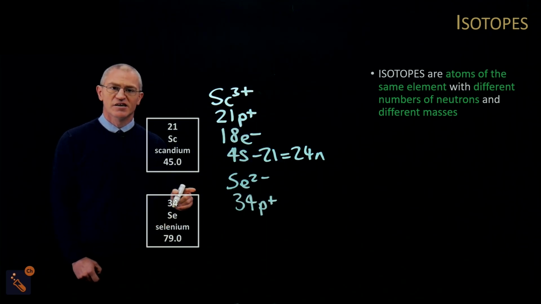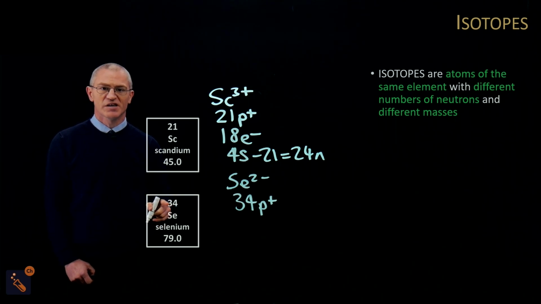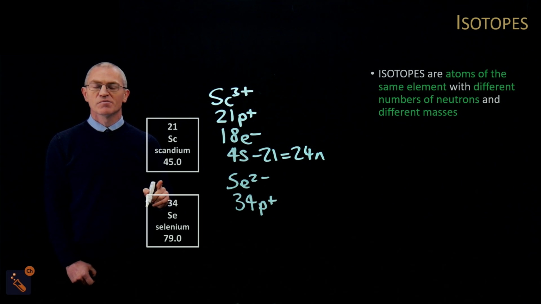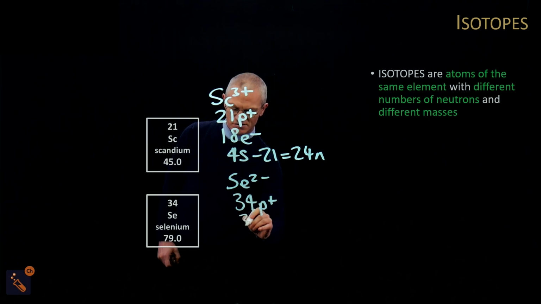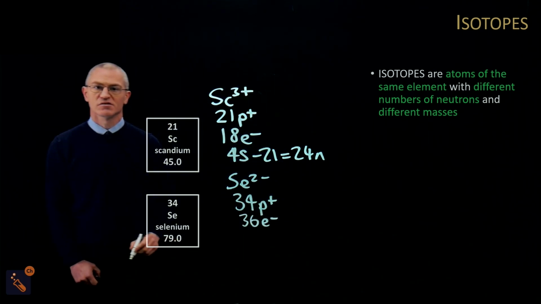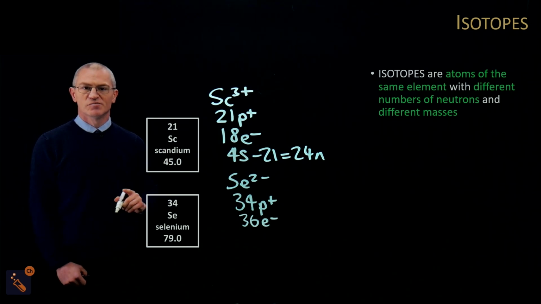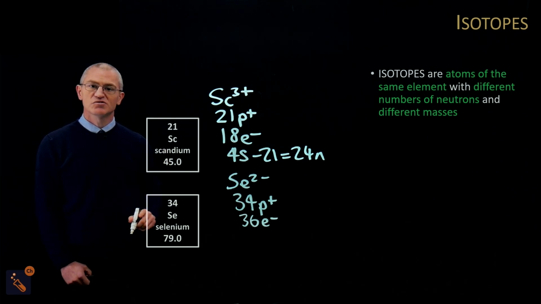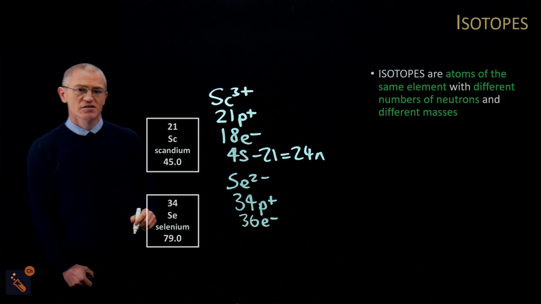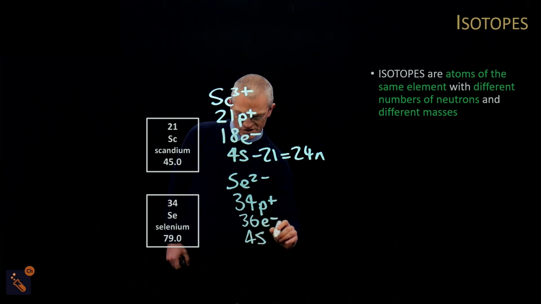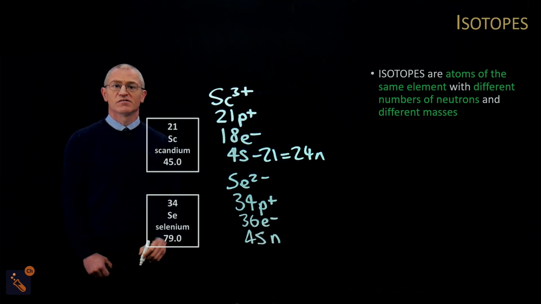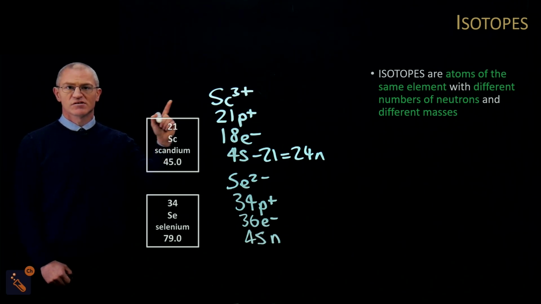And then we're going to say how many electrons. Now, normally we'd have to have 34 electrons if we're having neutral, but the 34 electrons has had 2 electrons added because it's 2 minus, so it's 36 electrons. Then we do the number of neutrons. So the number of neutrons is going to be 79 take away 34. So 79 take away 34 is 45. So that's 45 neutrons.